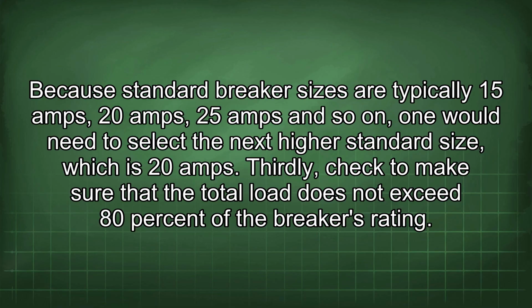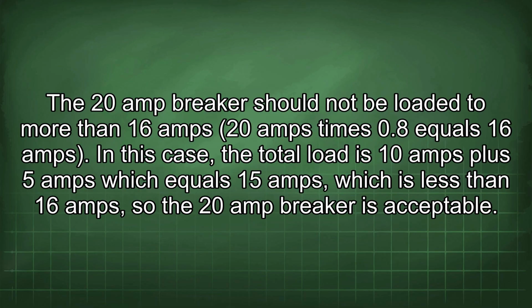Thirdly, check to make sure that the total load does not exceed 80% of the breaker's rating. The 20 amp breaker should not be loaded to more than 16 amps. 20 amps times 0.8 equals 16 amps. In this case, the total load is 10 amps plus 5 amps, which equals 15 amps, which is less than 16 amps, so the 20 amp breaker is acceptable.